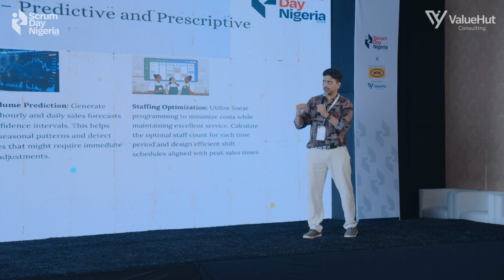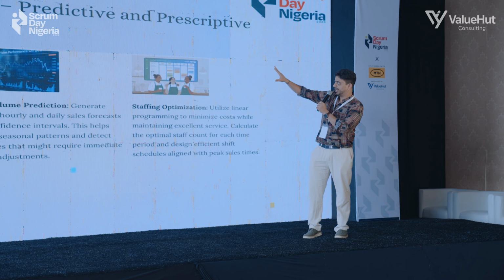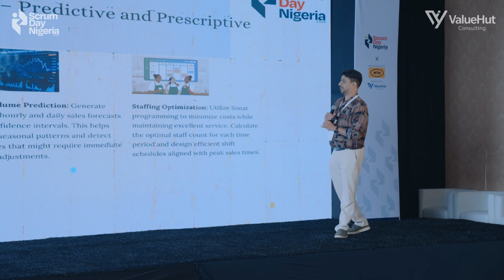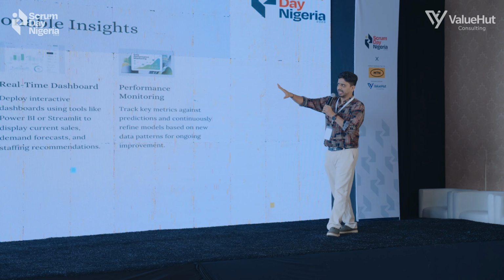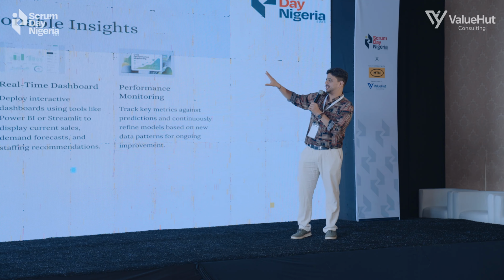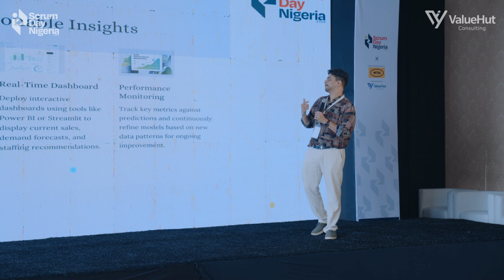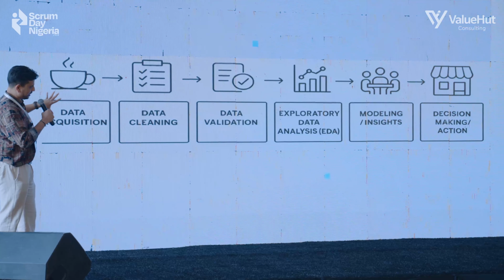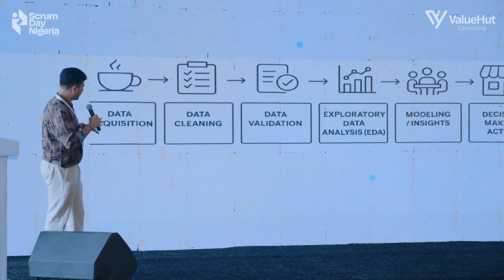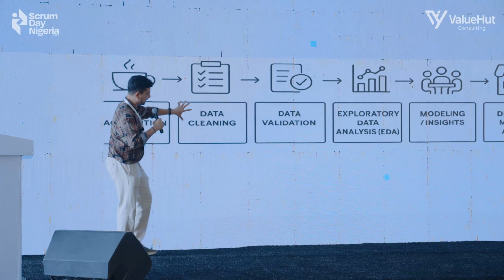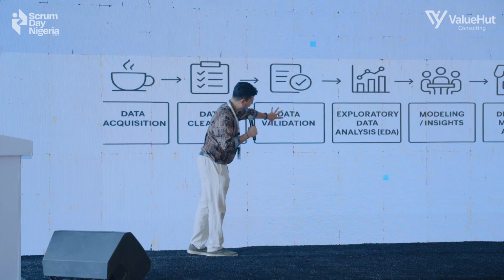For any data science project to be successful, we need both the predictive and prescriptive analytics to be as close and as mature as possible. And the last and the most important thing is deployment and actionable insights, to ensure that things are working as planned. As you know, it is a very sequential process here. The first step involves data acquisition. The second step is data cleaning, data validation, exploratory data analysis, modeling insights, and decision-making action.